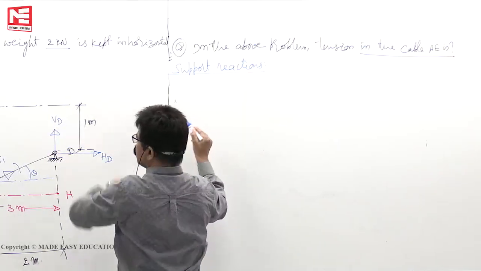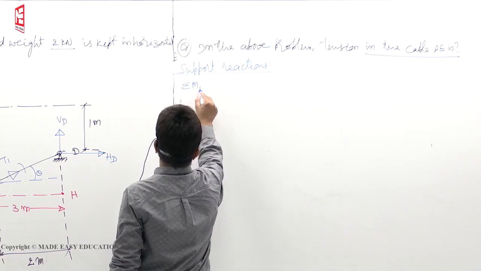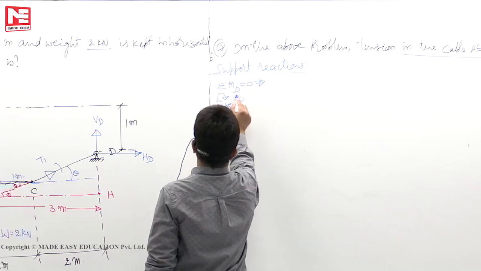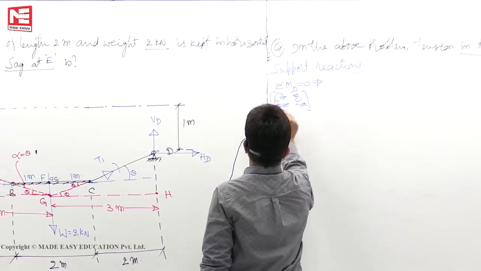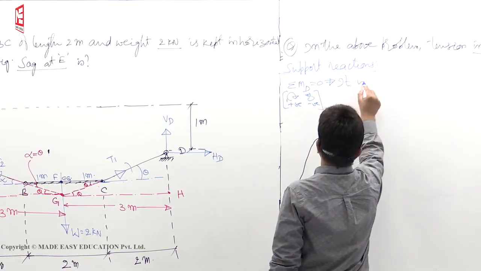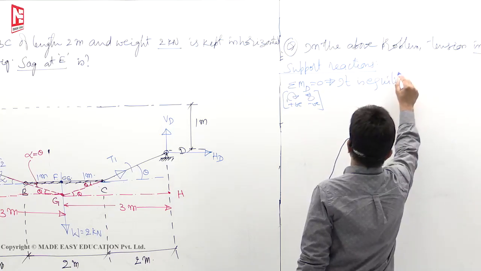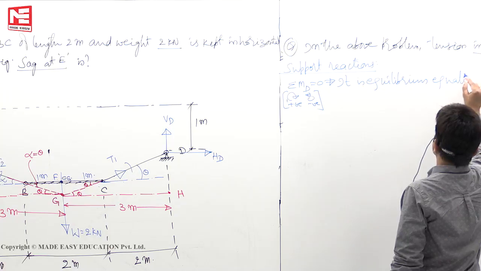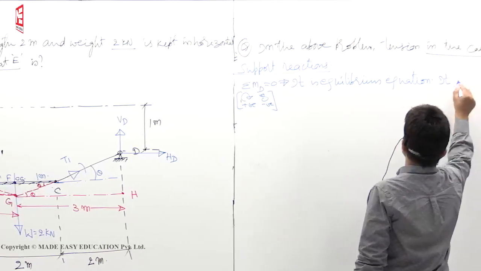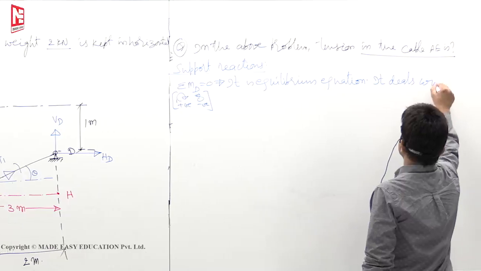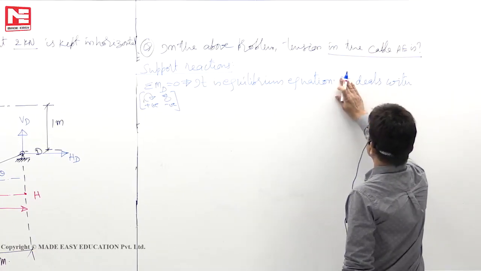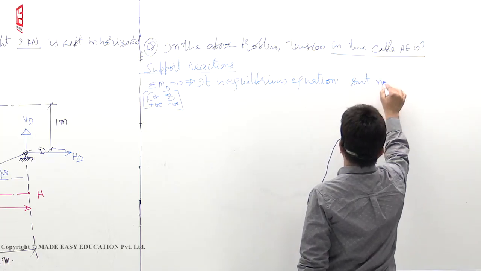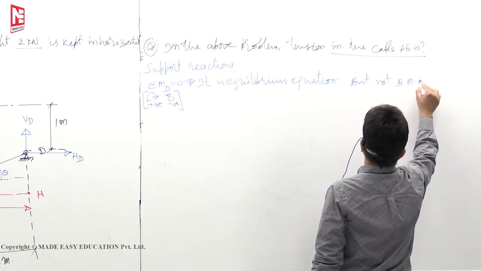Now take moments of all forces about D. Sigma MD is equal to 0. Clockwise positive, anti-clockwise negative. When you write sigma MD is equal to 0, it is an equilibrium equation. Equilibrium equation means what? It is an equilibrium equation but not a bending moment equation.